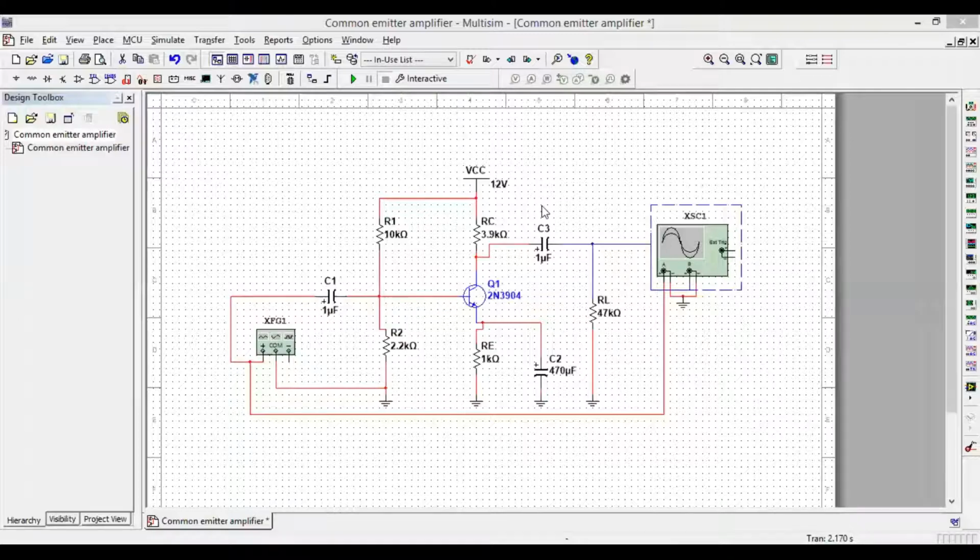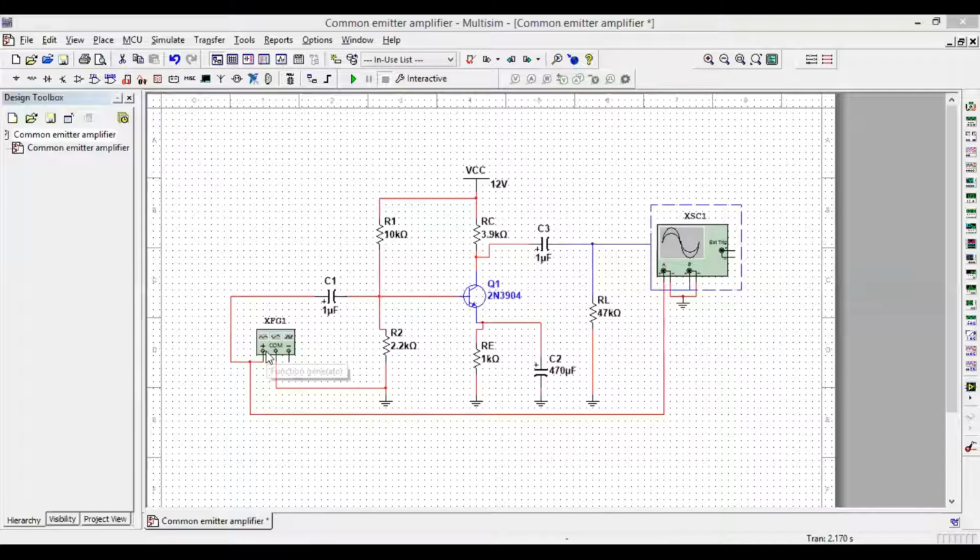the output through this capacitor C3, whereas C2 is called the bypass capacitor because it bypasses the AC signal, or it bypasses the emitter current, hence increasing the gain of the transistor. So this C2 capacitor is the bypass capacitor because it bypasses the AC signal, or the emitter current. So this is all about the circuit having the common emitter configuration.